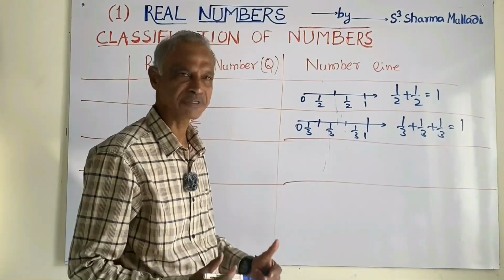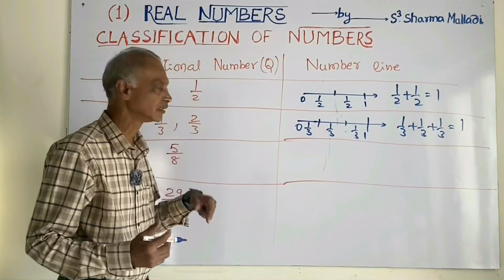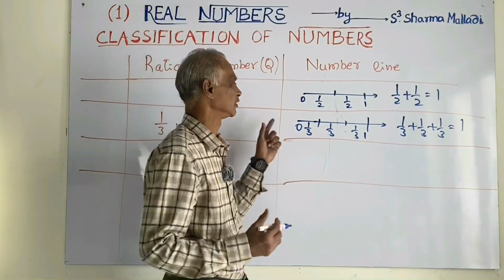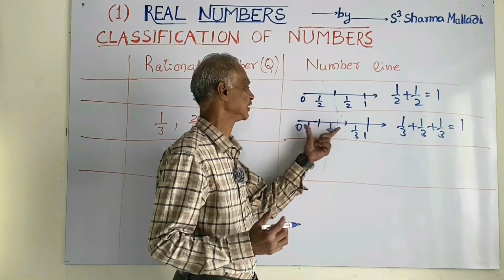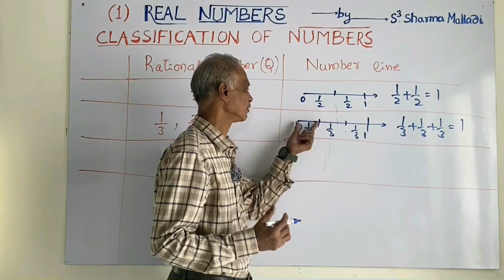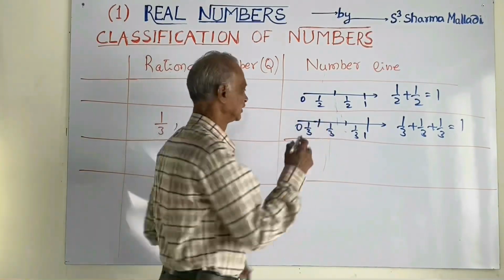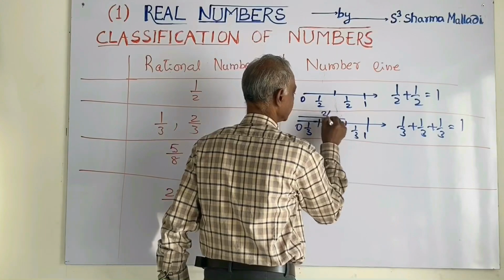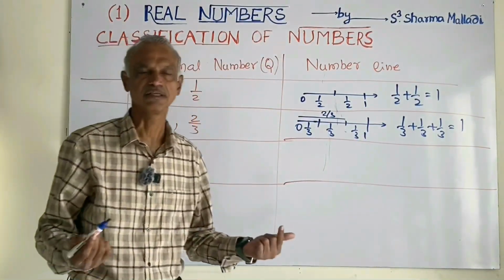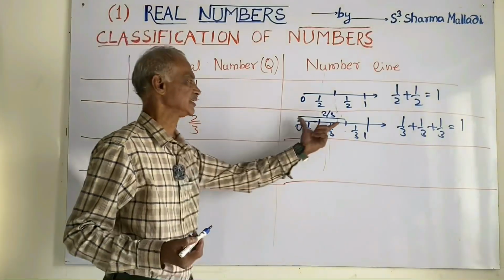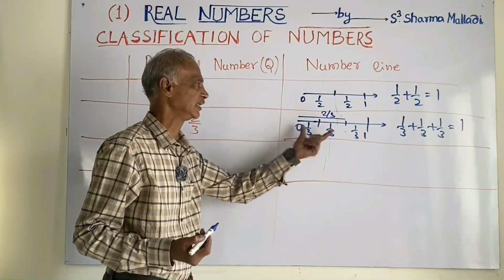How can you represent 2 by 3 on number line? Again, you have to divide this 1 into three parts: 1 by 3 and 1 by 3 and 1 by 3. 1 by 3 plus 1 by 3 is 2 by 3. This is 2 by 3 part. And this will be 3 by 3. 3 by 3 is nothing but 1. 2 by 3 is represented on number line like this.